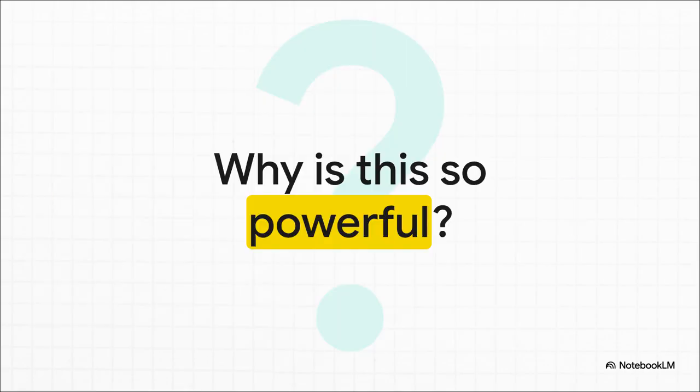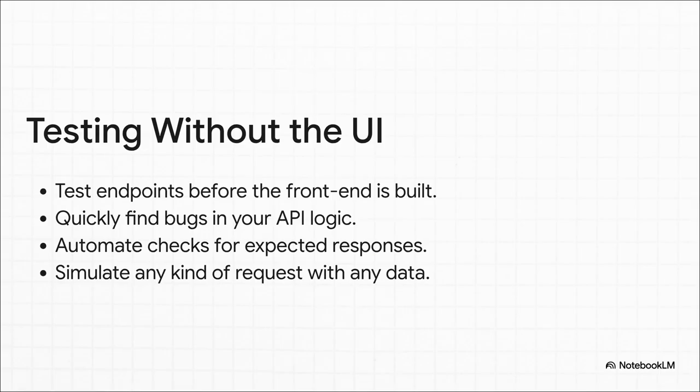So what's the big deal? Why is this such a game changer? I mean, why not just use the HTML form we already built? Because it lets you completely separate your work. You can build and perfect your entire server-side logic, your whole API, before a single line of HTML or CSS has even been written. You can throw weird data at it, you can simulate error conditions, and you can find bugs in your pipeline so much faster. It lets you isolate the back end and make sure it's absolutely rock solid. Development speed goes way, way up.